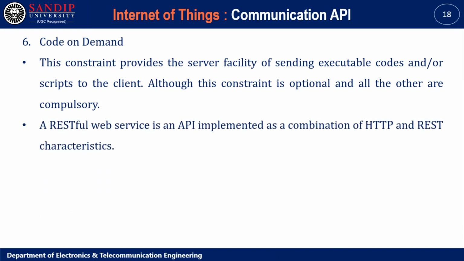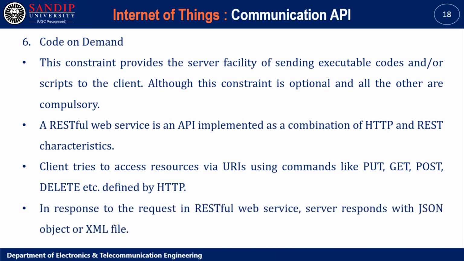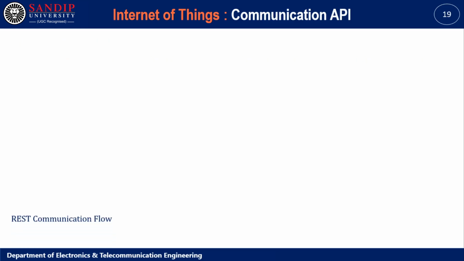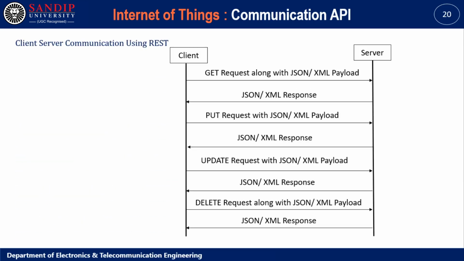A RESTful web service is an API. A RESTful web service is an API implemented as a combination of HTTP and REST characteristics. The client tries to access resources via URI using commands like put, get, post, delete, etc., defined by HTTP. In response to the request in a RESTful web service, the server responds with JSON objects or XML files. The figure shows the REST communication flow. The figure shows the client-server communication using REST.